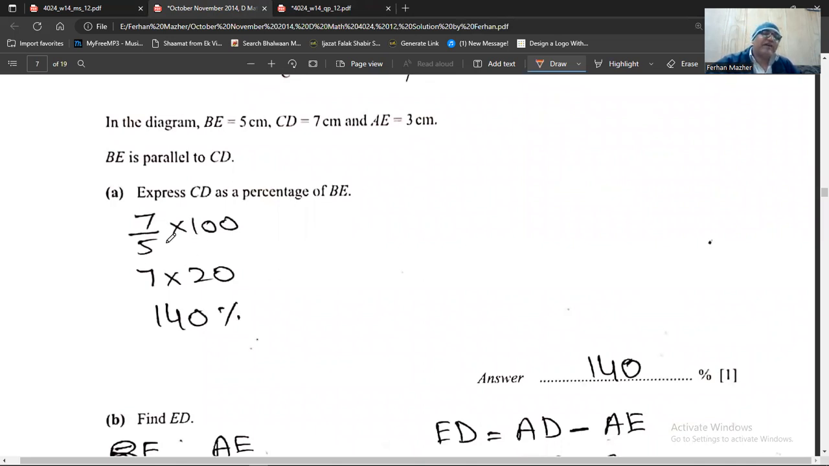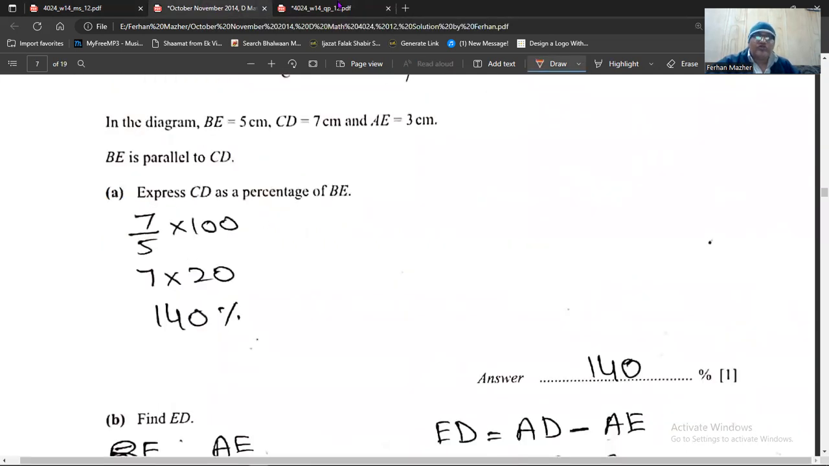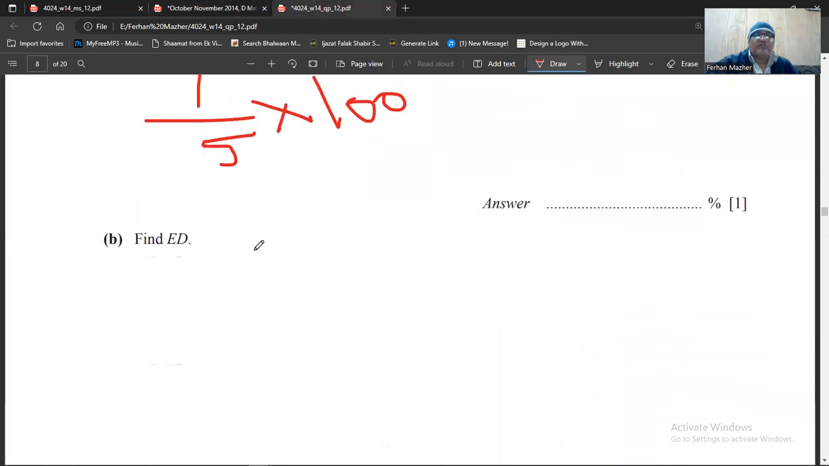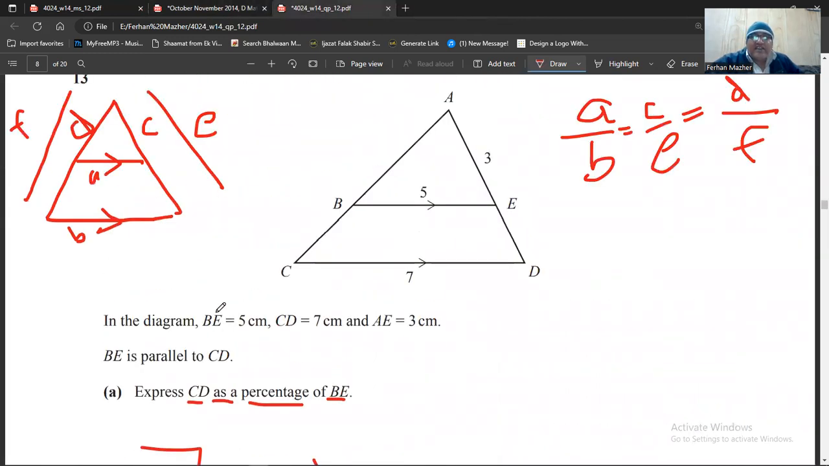Express CD as a percentage of BE. So 7 by 5 multiplied by 100. So it will be 7 × 20. That's 140%. 140% is the right answer. Question 13A, part 140. This is the solution. Okay, question number 13, its B part. The question is to find ED. ED is this portion. They want me to find out this ED.